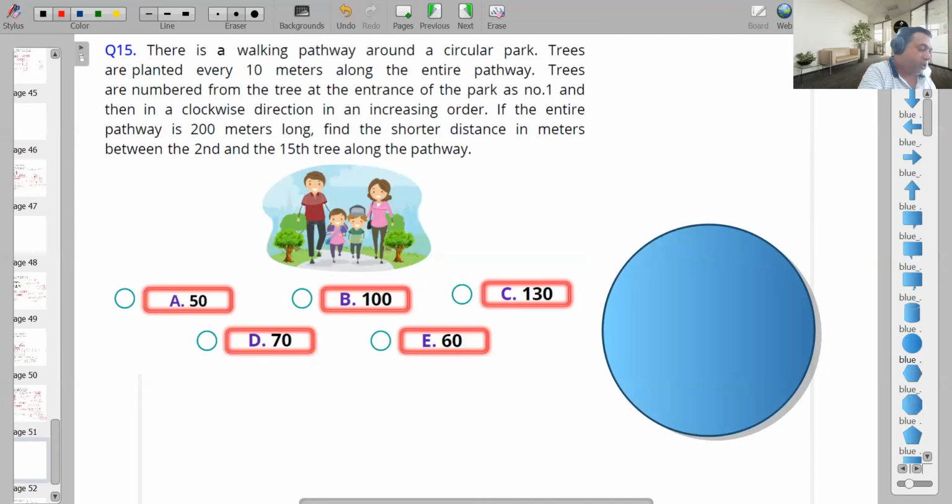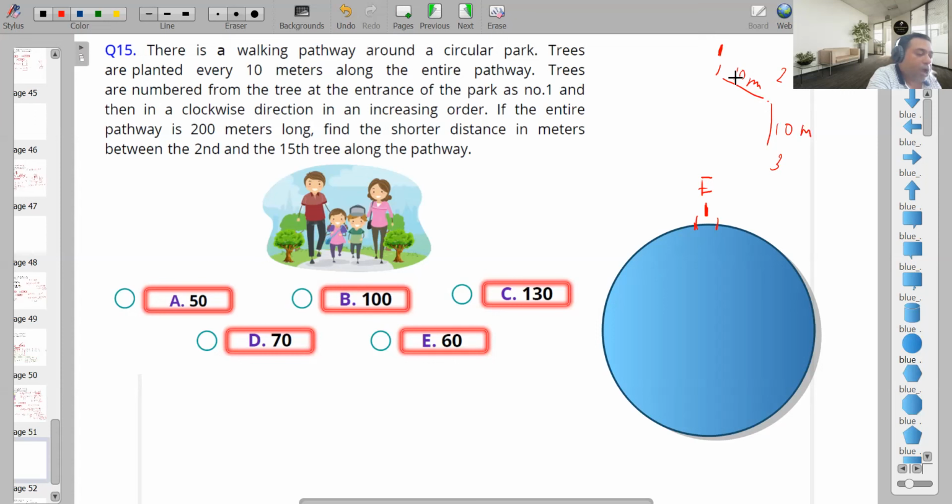All right. Now, let's say this is the entrance here. Entrance of the park is here. And the tree over here is number 1. Okay, so first let's understand that if the trees are 10 meters apart, so every tree, let's say this is tree 1, tree 2, the gap between them is 10 meters. And then the next one is tree 3, this is also 10 meters.